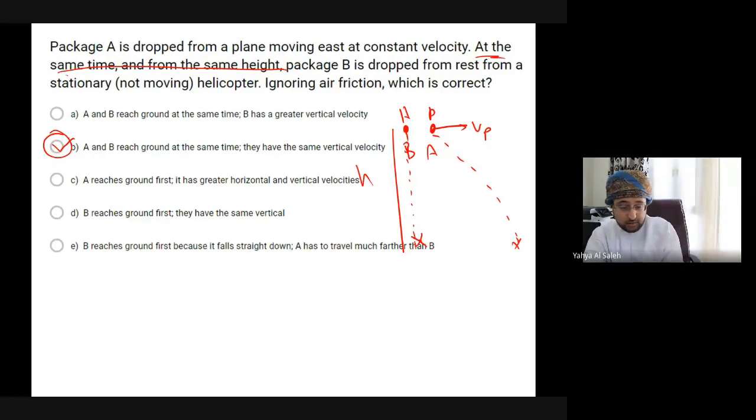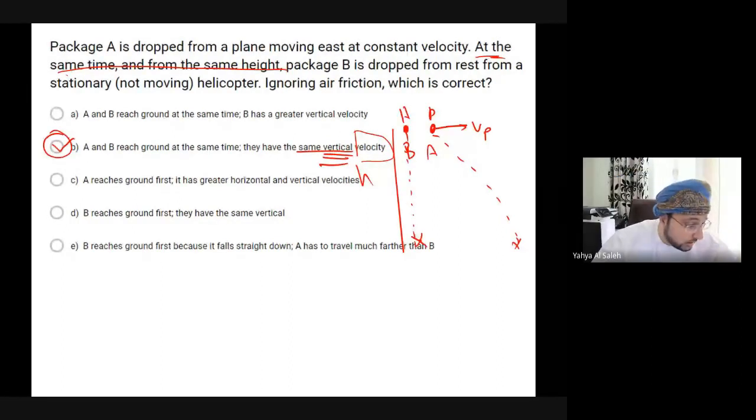See, it's a very important thing. Same vertical velocity. I'm going to underline it 4 times. If I said they have the same velocity, that would be wrong. So there's a big difference. I understand what Noor is saying. Noor, I'm not saying they have the same velocity. I'm saying they have the same vertical velocity. The y component is the same, not the total.